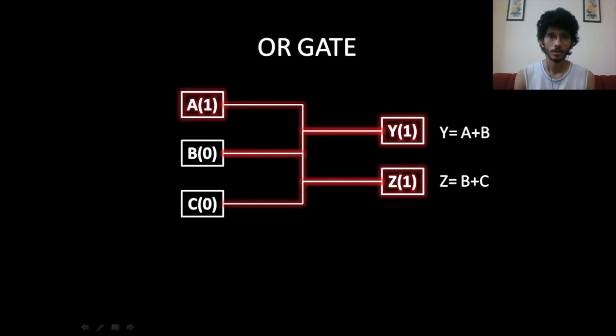Now you might notice they've got one common input, that's B, and in this configuration, let's look if the outputs are correct or not. So when A is 1, B is 0, the output should be 1, and Y is 1, so that's correct. But if you look at the second gate, B or C, B is 0, C is 0, so the output should have been 0, right? But it's not 0, it's 1.